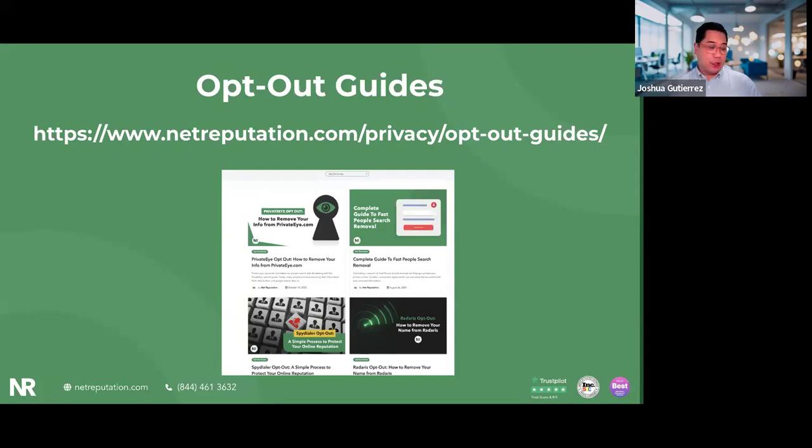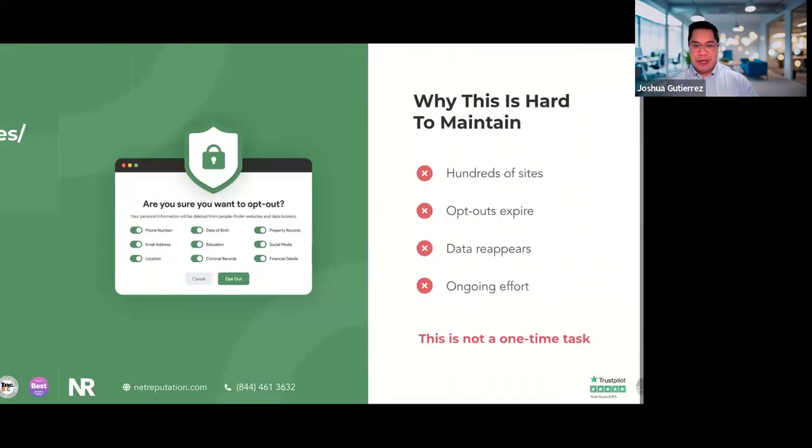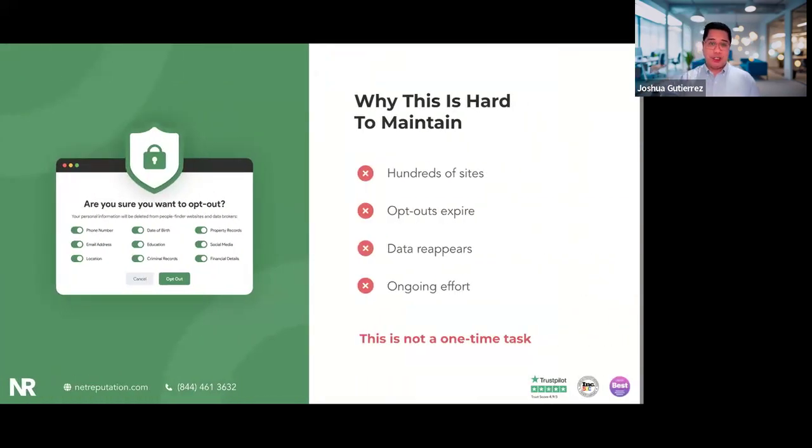So that's the URL that you now see on your screen, as well as the screenshot of what the resource looks like. We'll also be sure to include that URL in the follow-up email, along with the on-demand replay of this webinar. It's really helpful to opt out of these data broker websites to minimize your exposure. Now, when you do go on this, a little bit of a spoiler alert, you'll see 30 to 50 different articles of different sites. So now we bring up, why is all of this hard to maintain?